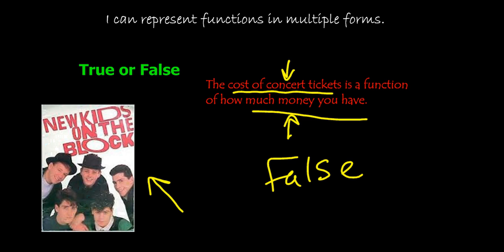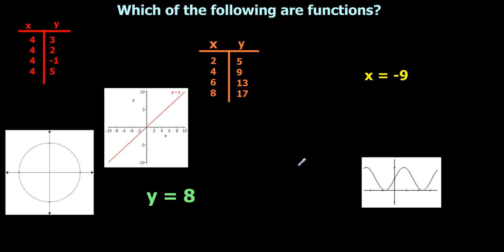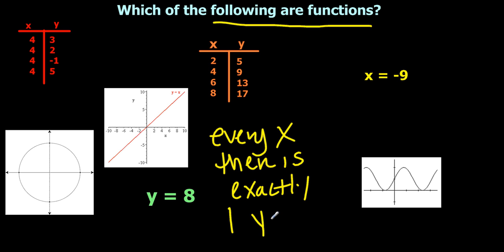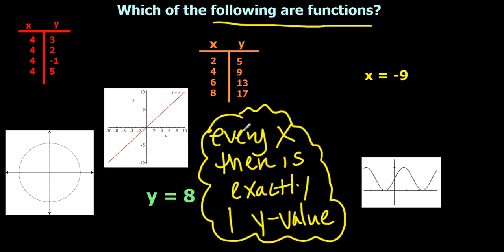Okay, let's look at some other situations. Look at all of these different things. Which of these are functions? Let's just talk about that and how we know. This is what I know about functions. I know that for every x value, there is, in a function, exactly one y value. That's what I know about functions. Super smart thinking of mine. And so I'm looking for places where that's going to be true.